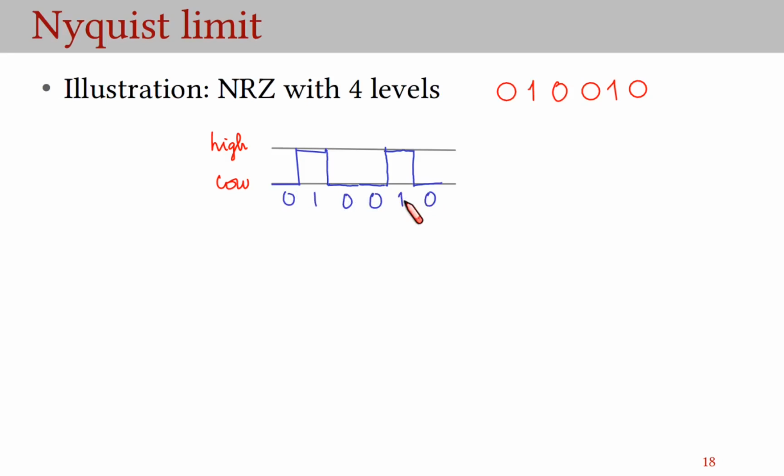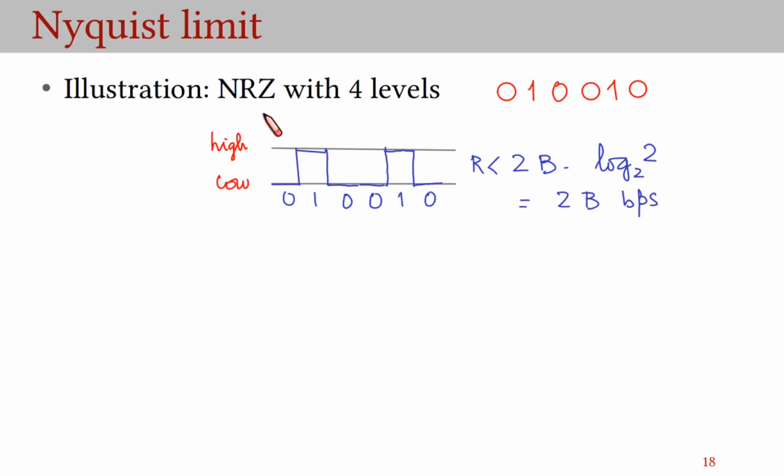The Nyquist limit for NRZ with two levels will be 2B times log base 2 of 2. We have two signal levels, so log base 2 of 2 is 1, so this is 2B bits per second, right? So this is the maximum rate.